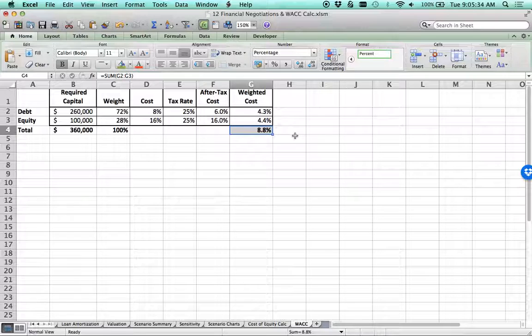Anyway, I just wanted to demonstrate that tool to you. It's very consistent with all of the weighted average cost theory that we've done in class. Hopefully that's helpful for you.